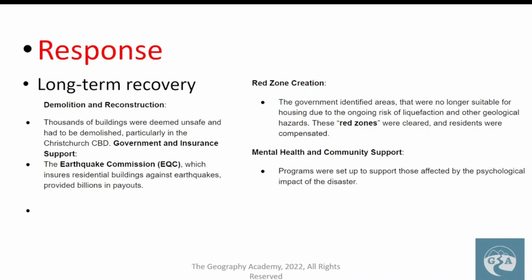Long-term recovery then: a lot of buildings had to be torn down and then rebuilt. There was huge insurance support and government support as well for rebuilding. The Earthquake Commission looked at the residential buildings, making sure that they are going to be a little bit more seismic resistant in the future. And also this red zoning we mentioned before was very important to reduce the risk moving forward and just to make it a bit more sustainable.